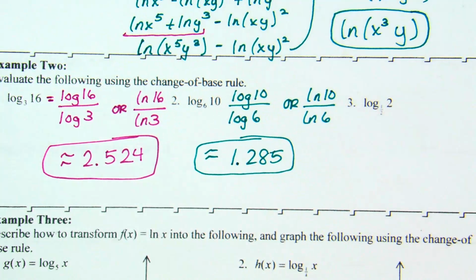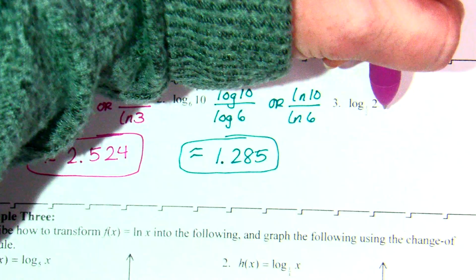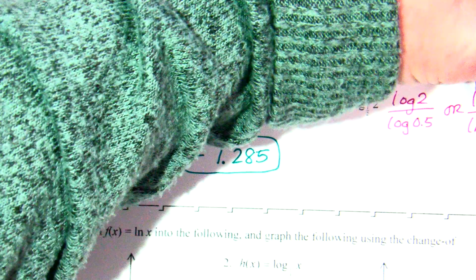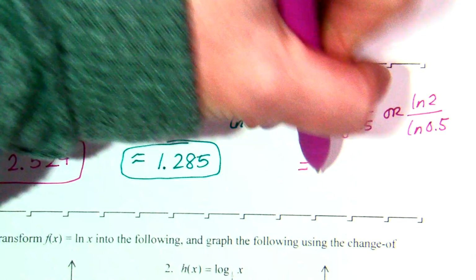Oh yeah. Okay. Log base 1/2 of 2. You're either doing log of 2 divided by log of 0.5, or natural log of 2 divided by natural log of 0.5, or 1/2 if you prefer. What do you guys get here? Yeah, it has to be negative because of 0.5. Okay, -1.